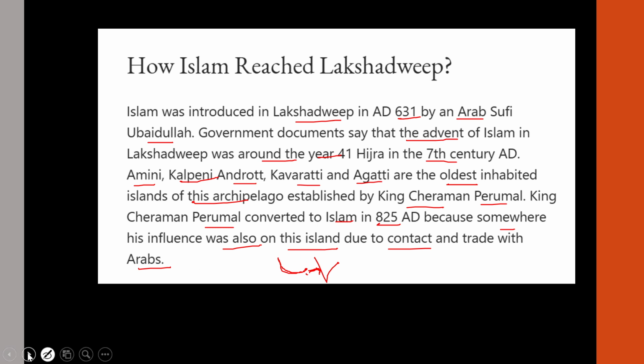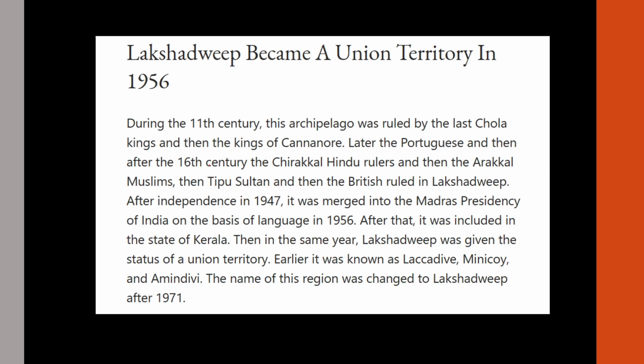Later on, Lakshadweep saw many rulers over a period of time. During the 11th century, the archipelago was ruled by the last Chola king and also the kings of Kannur. Later, the Portuguese also ruled it. Then in the 16th century, Chirakkal Hindu rulers, followed by Arakkal Muslim rulers, then the Muslim ruler Tipu Sultan, then followed by the British. So you can understand how many rulers there were in the governance of these islands.